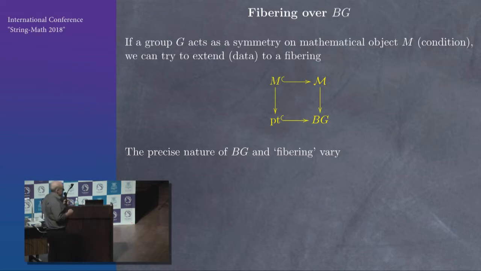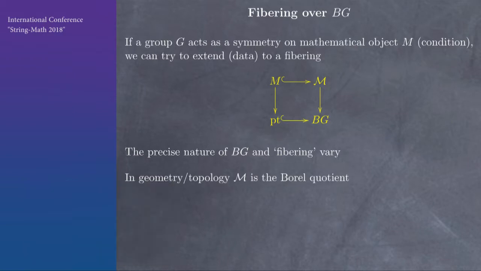Well, what does BG mean? It's some classifying space of the group. But what we mean by that will vary certainly with the context, what kind of model we mean for BG, and what we mean by such a fibering. So in geometry and topology, often this is the Borel quotient, but we might ask that question about, say, invariant cohomology classes or other kinds of things. Or this object might be, say, a category. You might have a group acting on a category, and then you try to say what the group acting on it in the strong form of spreading over BG is.